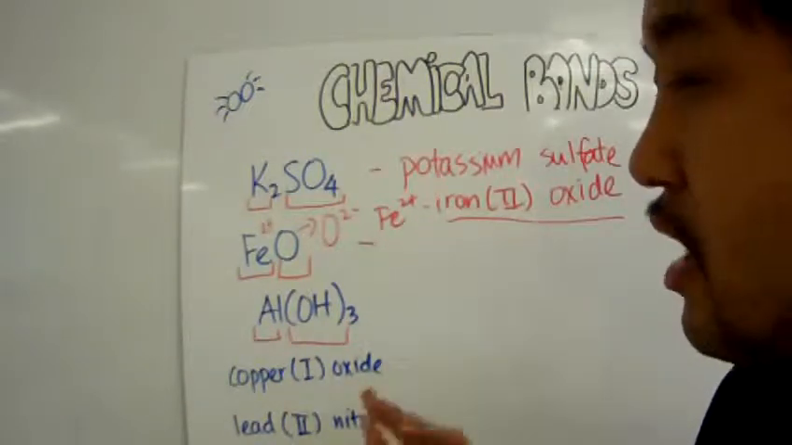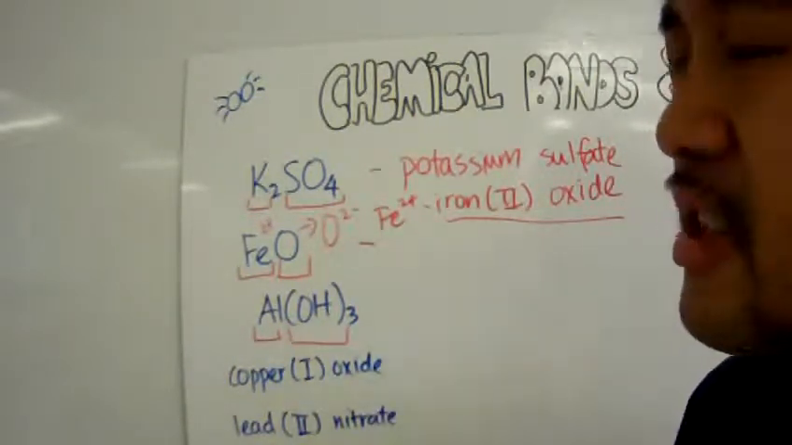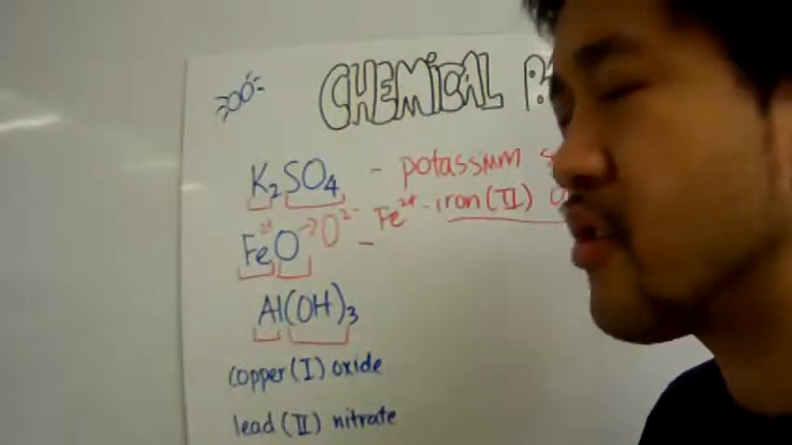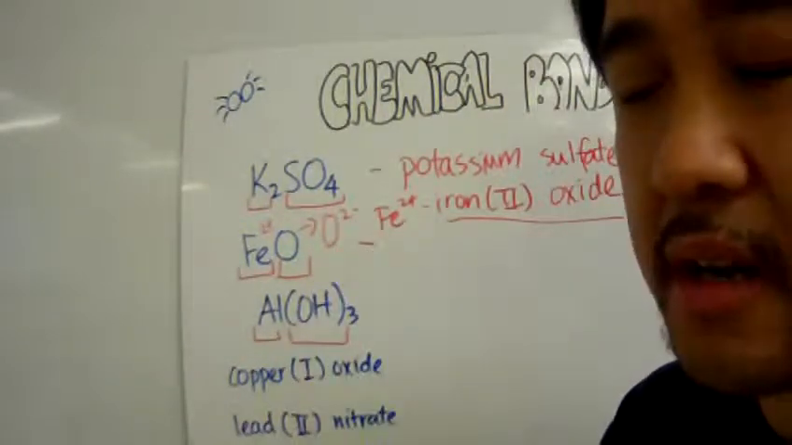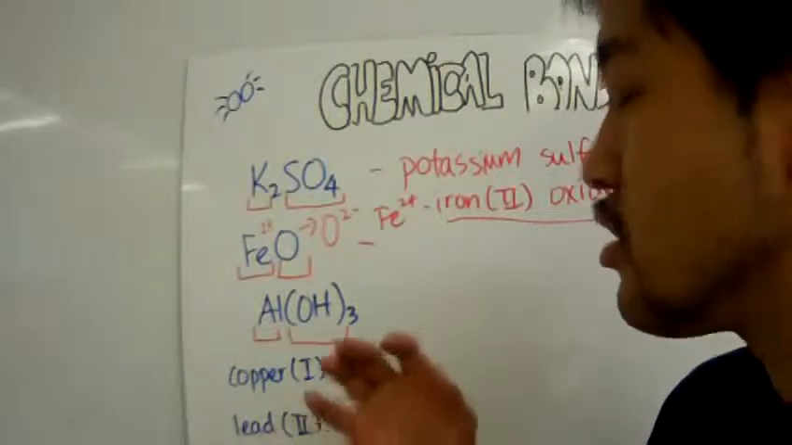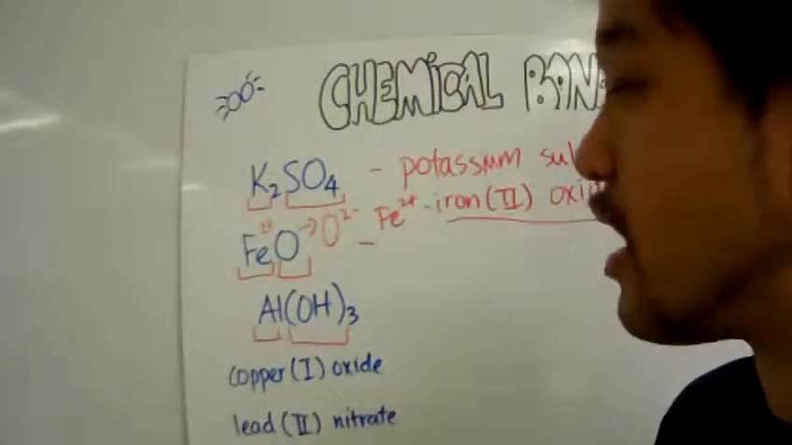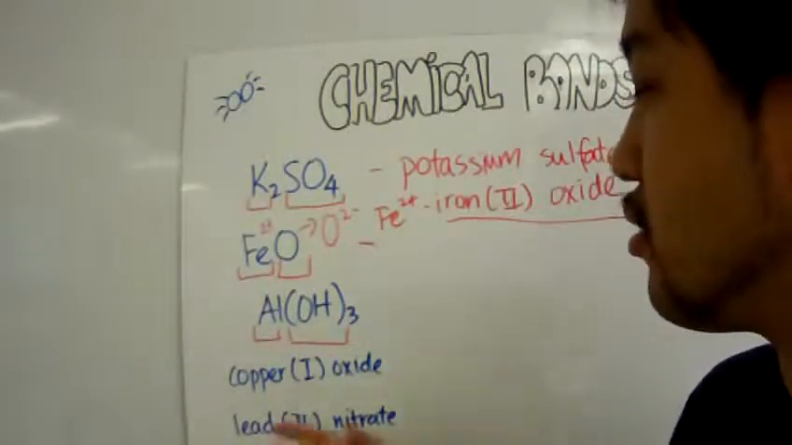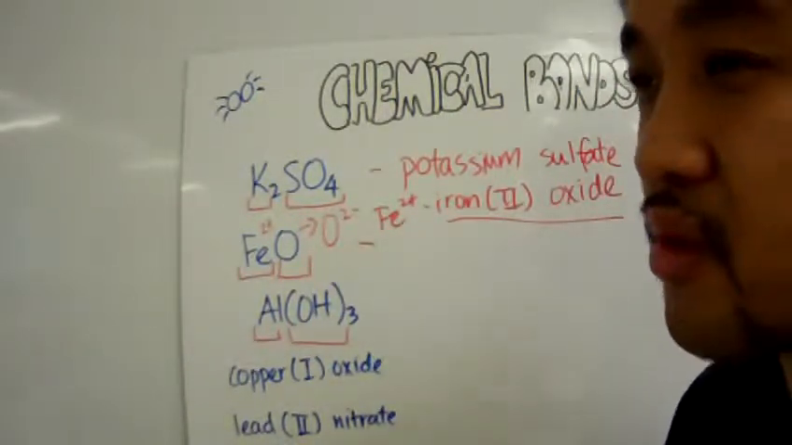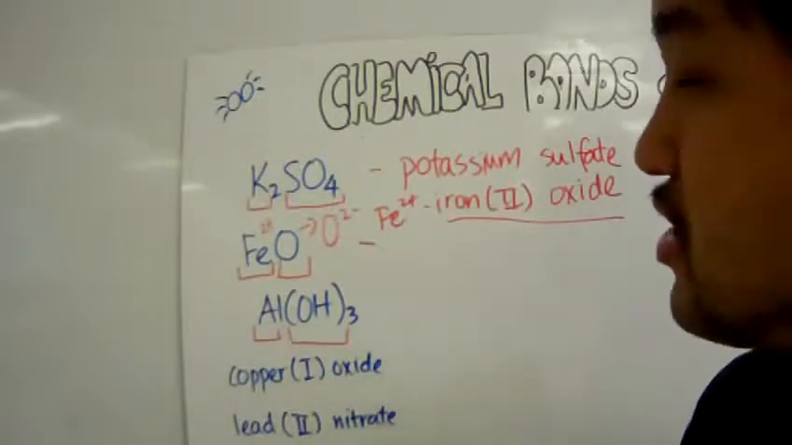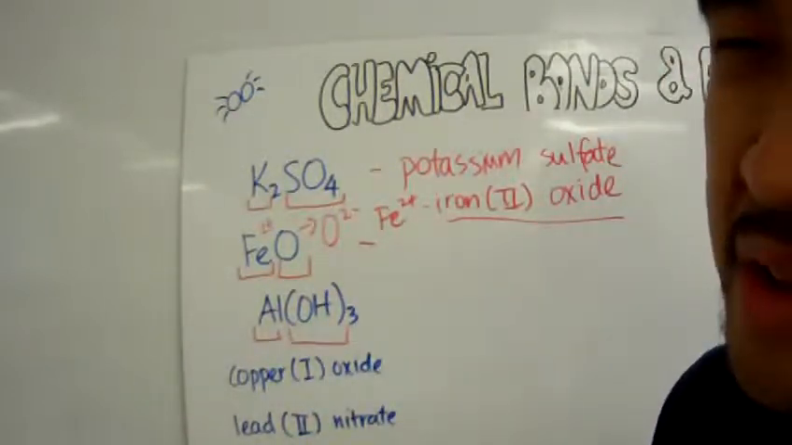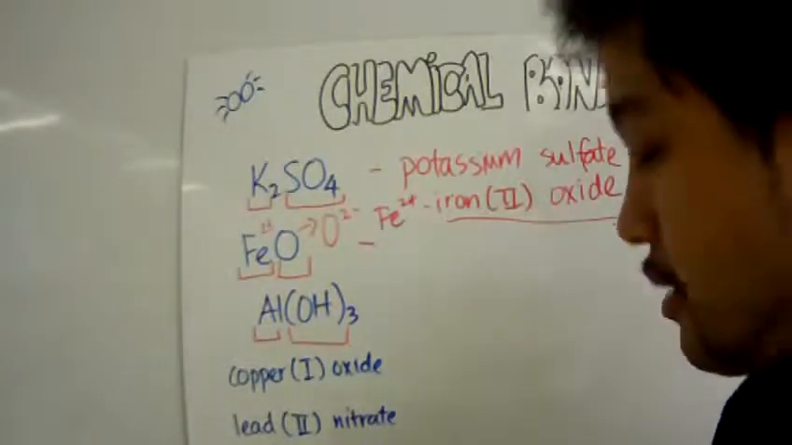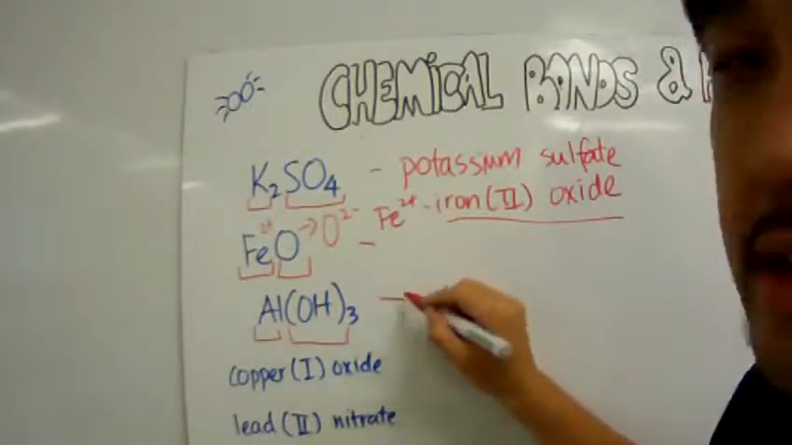So how many hydroxides does it need to neutralize a 3 plus aluminum? Well, aluminum is 3 plus, and hydroxide has 1 minus, or -1. So you need 3 hydroxides to balance out the charge of aluminum. To represent that you have 3 hydroxides, you draw the bracket around it and put the subscript at the bottom right corner. So we know that this is aluminum.